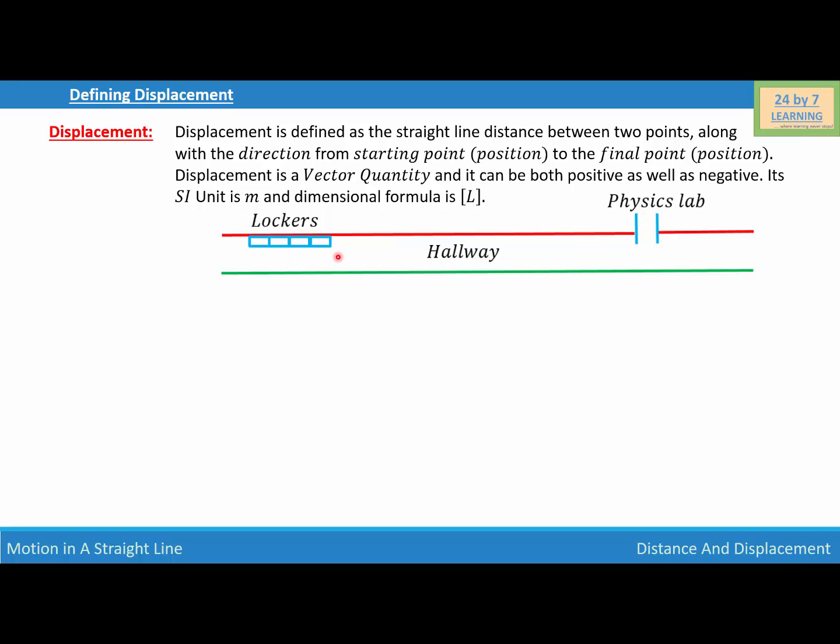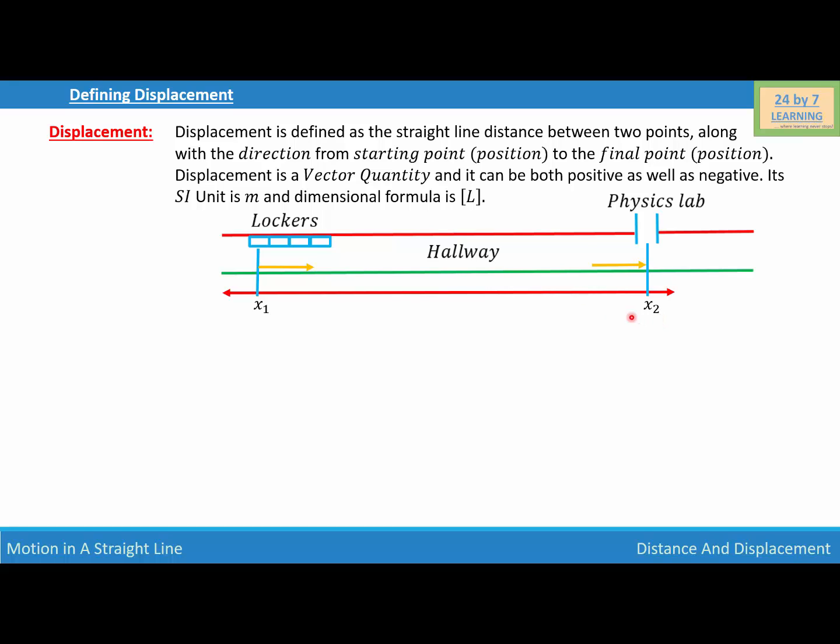So what will you do? You will walk along the hallway, and suppose you put your stuff over here in the locker, so basically this is your starting point or starting position, and then your destination is the physics lab, and that will be your end position or end point. In addition to this, I'm going to put a measuring tape, and let the point where you started be x1 and the point where you end your journey be x2, because x1 is your starting point where you put your stuff and x2 is your final destination where you're supposed to go for the next class period.